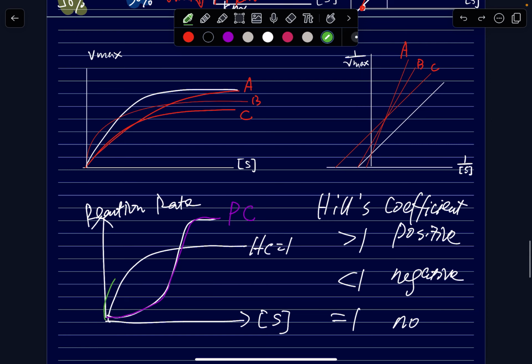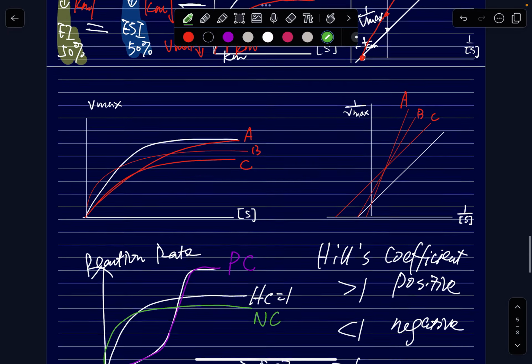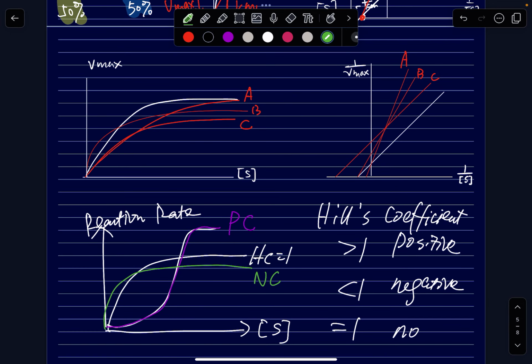I just want to correct that. It's supposed to be like that, okay? This is the case of negative cooperativity. Yeah, this actually kind of looks like the case of uncompetitive inhibition, okay? So sorry about the misspeaking. I hope that's helpful.